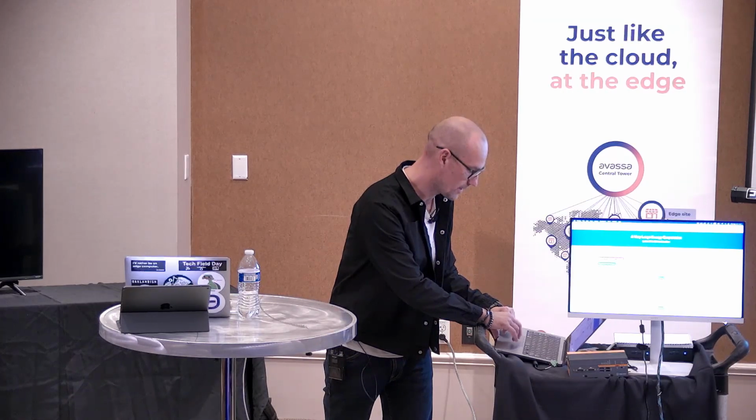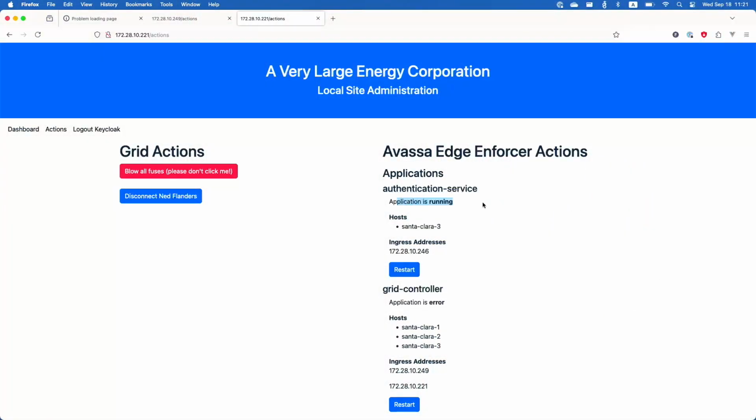So this guy should be coming up here. Yeah, it's up and running. It's still complaining about the grid controller, obviously, because I told it I wanted to run one per host, and one of the hosts is gone. So that is in an error state. But hopefully that gives you an idea of how our offline capabilities work, even in case someone pulls the power.